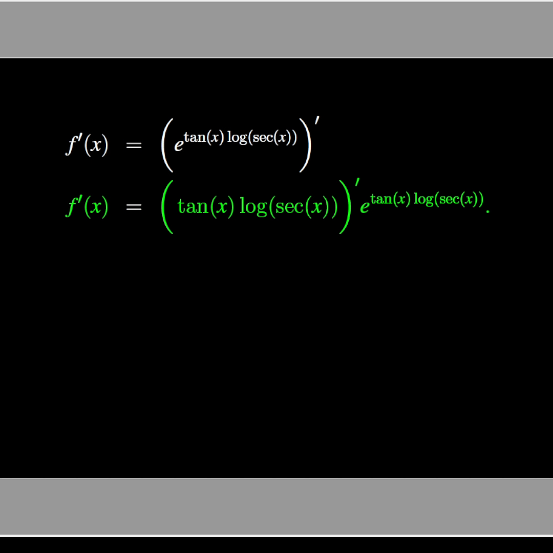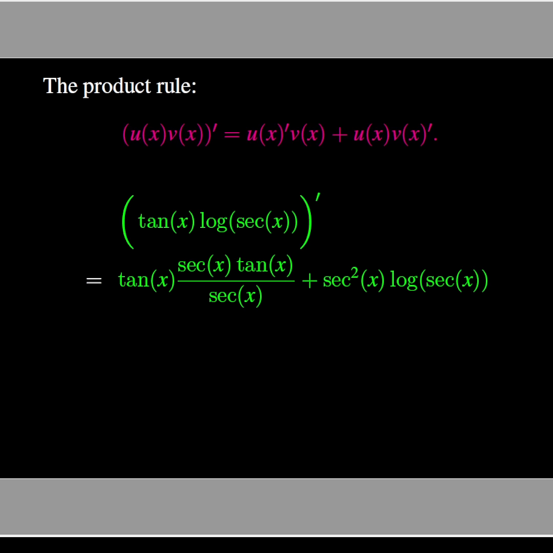As a matter of fact, using the chain rule, the derivative of f is equal to the derivative of the product tangent of x times logarithm of secant of x, times exponential of the product tangent of x times the logarithm of secant of x. It comes that, in order to find the derivative of the quantity tangent of x times logarithm of secant of x, we need to use the product rule.